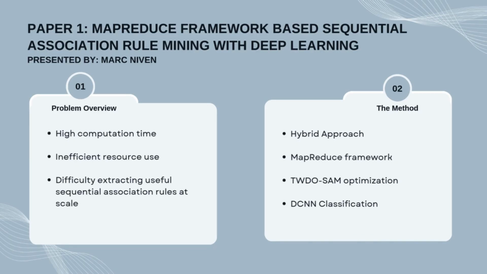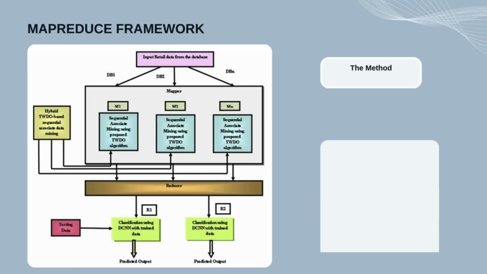My name is Marc, and my first paper is MapReduce framework-based sequential association rule mining with deep learning. The problem highlighted in this paper is that traditional ARM methods suffer from high computation time, inefficient use of resources, and that sequential rules and user category predictions are difficult at scale. To address this, the authors developed a hybrid approach by combining an optimization algorithm called TWDO-SAM together with the MapReduce framework and deep learning classification.